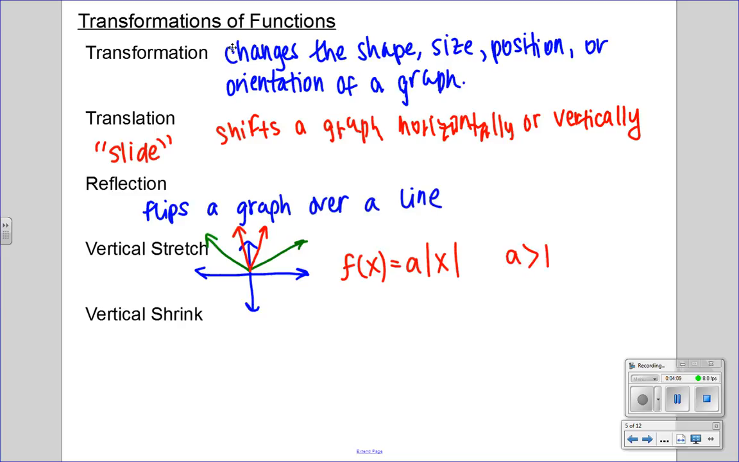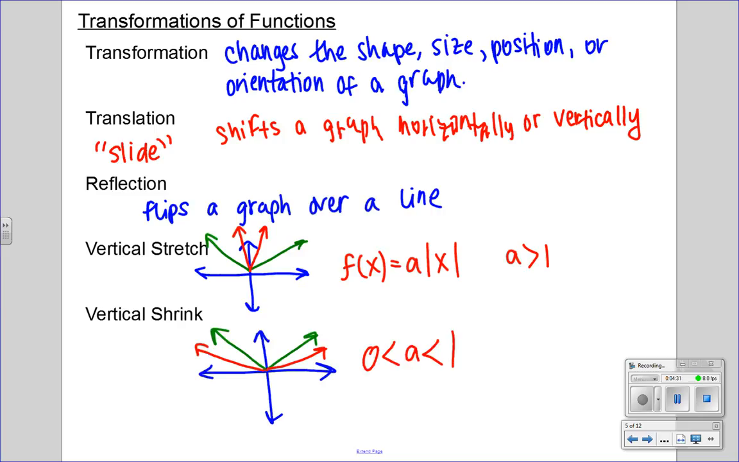For a vertical shrink, it's going to shrink it down and make that graph a little bit fatter. So let's do the original in green, our parent function in green. And then the shrink to be a little bit fatter, okay? And for this one, a has to be in between 0 and 1, something like 1/2. All right, so we're going to take these things, put them together, and we're going to practice.